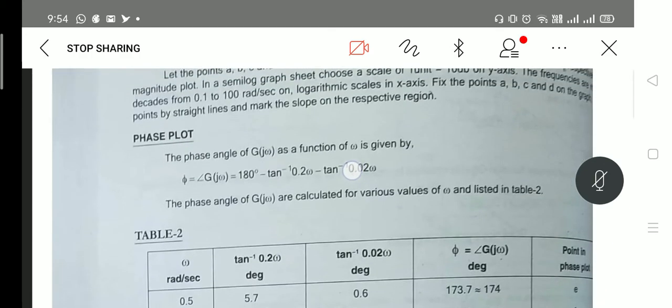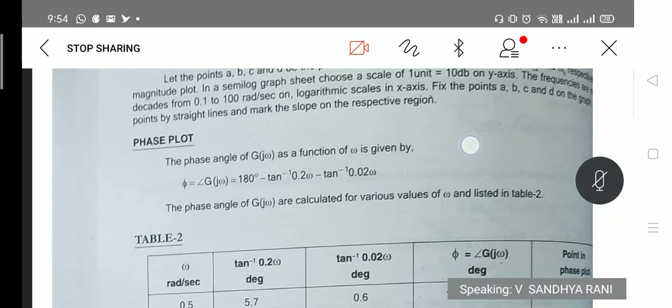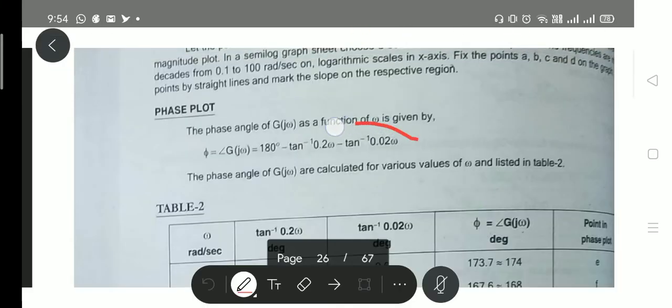Next, we can find the phase plot. Phase will be represented as the phase angle of j omega, that is 180 minus tan inverse of 0.2 omega minus tan inverse of 0.02 omega. You can write like this: phase is 180 minus tan inverse of 0.2 omega minus tan inverse of 0.02 omega.